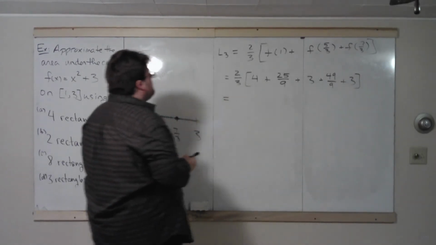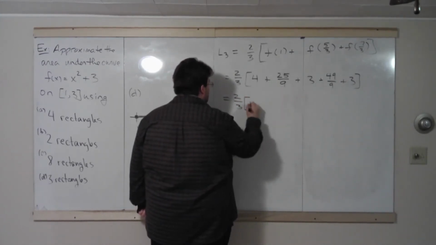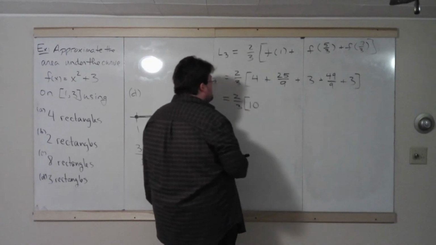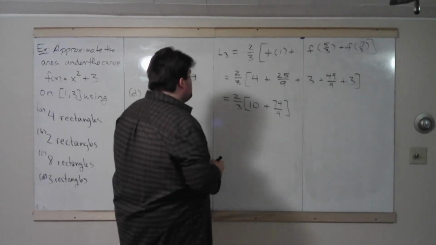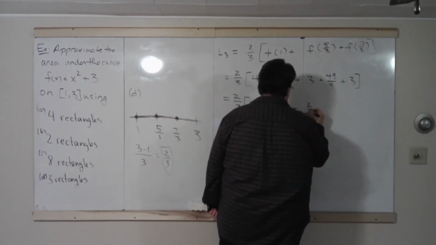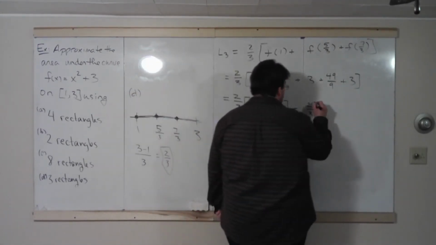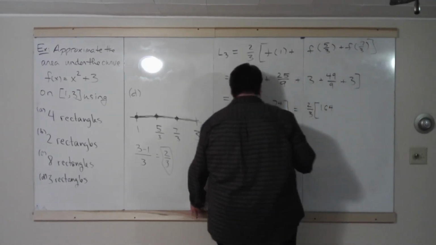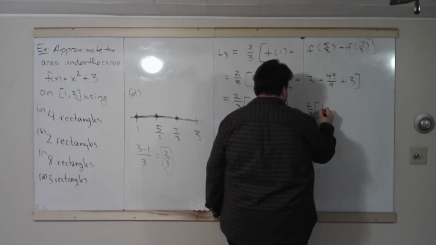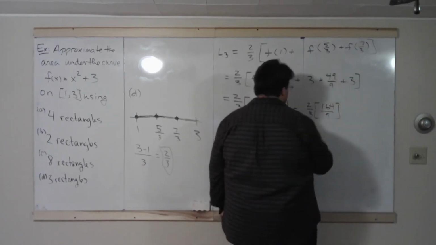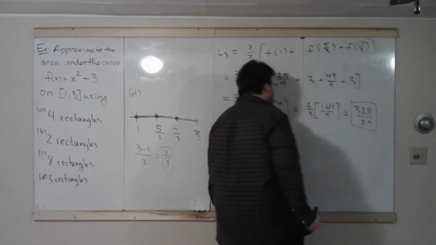And now I'm going to combine the whole numbers. Don't forget the 2/3. 4 plus 3 plus 3 is 10. 25 plus 49 is what? 74. So you get 10 plus 74/9. 10 is what? 90/9. 90 plus 74, 164. So it's 164/9. 2 times 164 is 328. 3 times 9, 27.